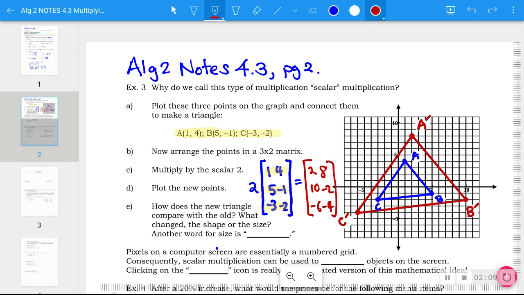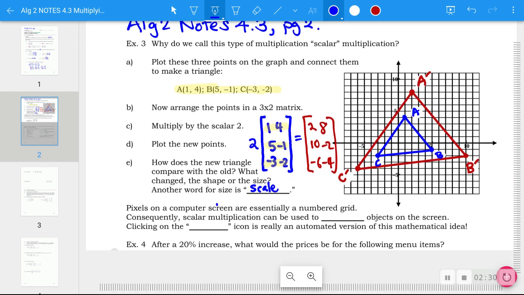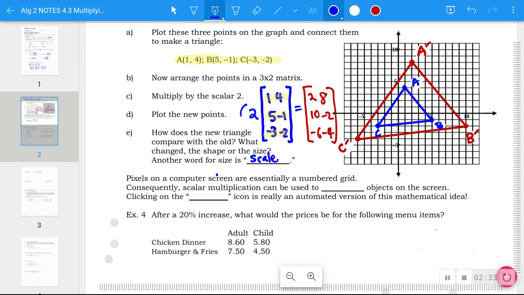So if you draw the new image, you find out that you're just getting a bigger version of the previous. The new triangle is the same shape as the original, it's just a different size. And another name for size is scale. The action that's responsible for making this twice as big is multiplying by that 2. So we call the number in front the scalar because it changes the scale of the object.